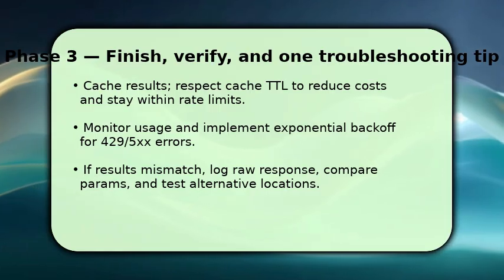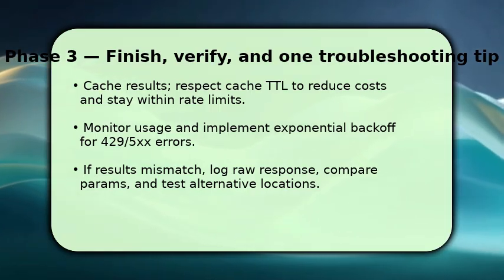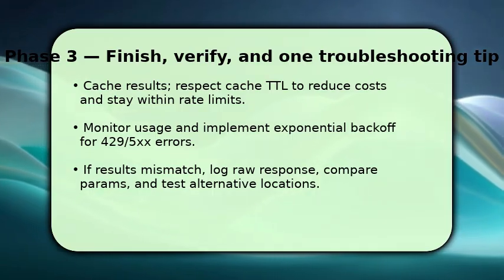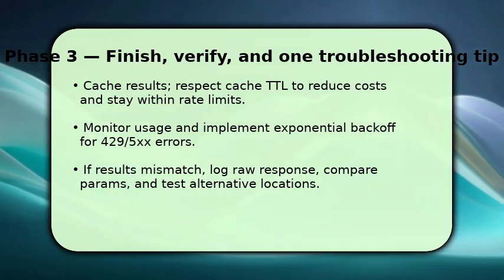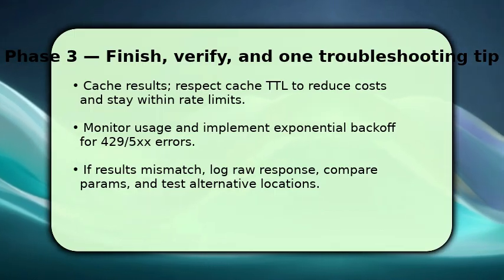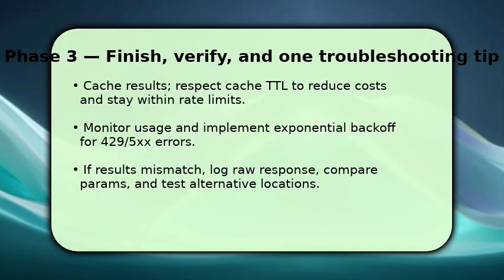If things go wrong, inspect the raw JSON response and compare the exact request parameters. Location or device mismatches are common culprits. Make sure to implement retries with exponential backoff on 429 or 5xx, and log failures.